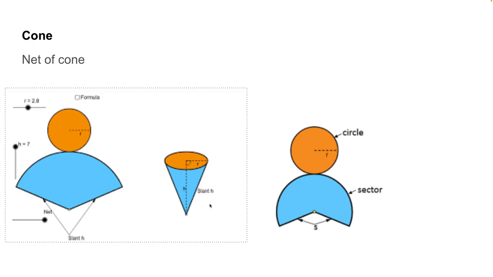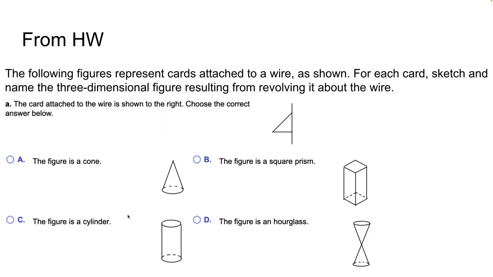The cone's net, you can see we can have this shape or that shape. It's a little bit flatter and that's sharper. We can see that. Okay. And from the homework, we have these examples. So I'm going to go over a little bit on these problems with you guys.